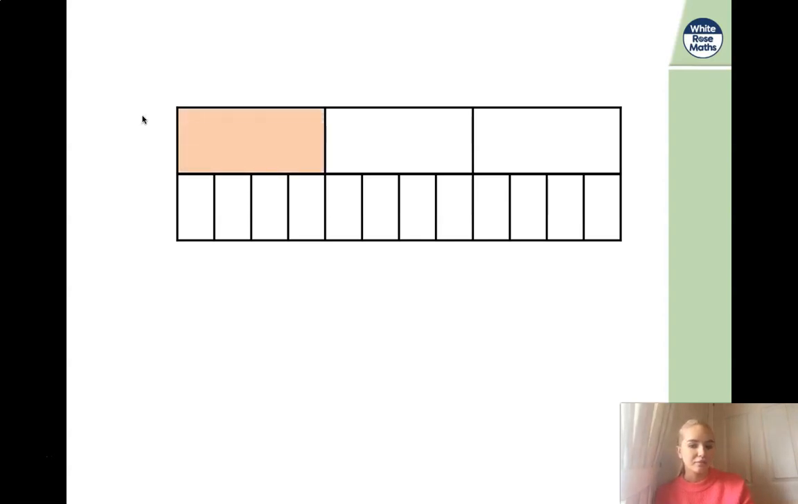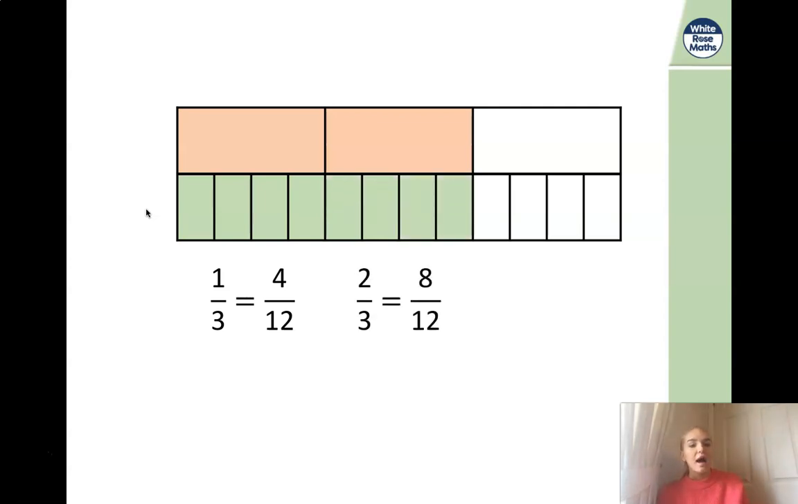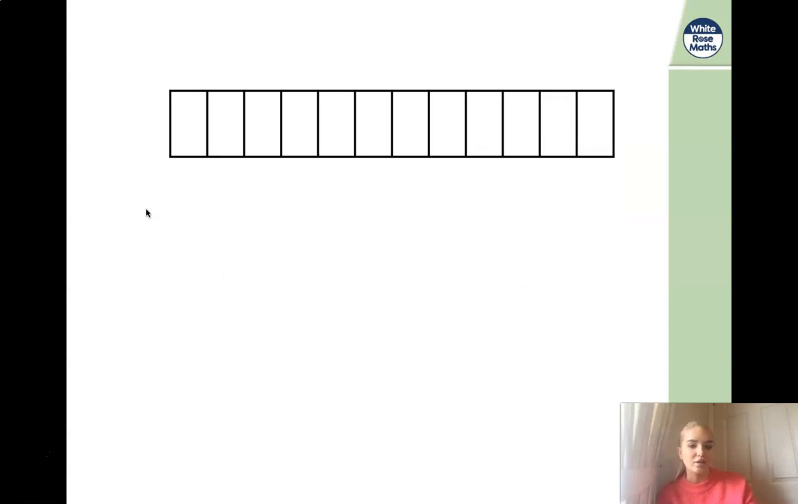Well done. Now I can see that 1/3 is equivalent to 4/12. I know this because they are the same. If I wanted to work out the equivalent of 2/3, how many 12ths would that be? That's right, it would be 8/12. And if I wanted to work out 3/3, how many 12ths would that be? 12/12. Well done, super. So we are using a bar model to see how we can find equivalent fractions.